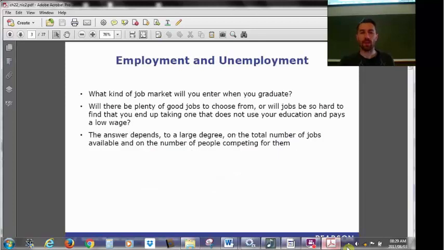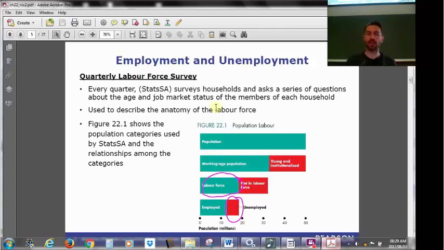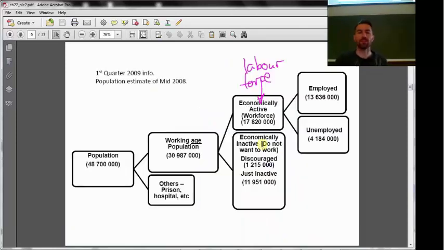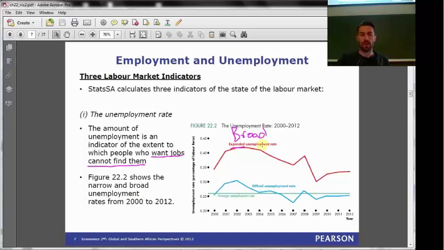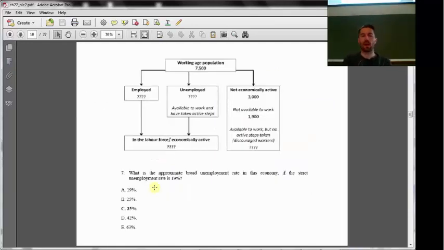First discussion, unemployment. We spoke about why unemployment is bad, and we looked at a breakdown of how we classify different components within our working population, or within the population in general, but what we're interested in is the working components of the population. We looked at a bunch of different ratios, and we eventually got to the equations. What's of interest? The unemployment rate, absorption rate, labor force participation rate. I then left you with this question.